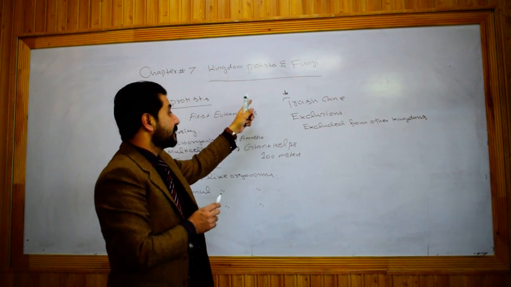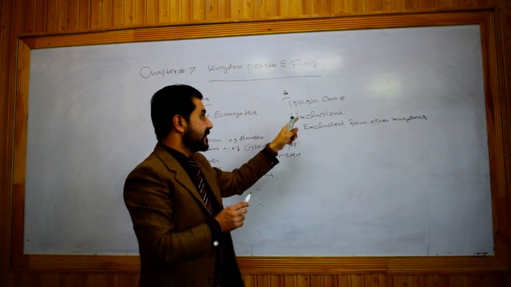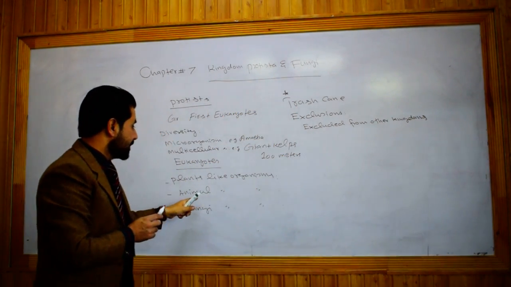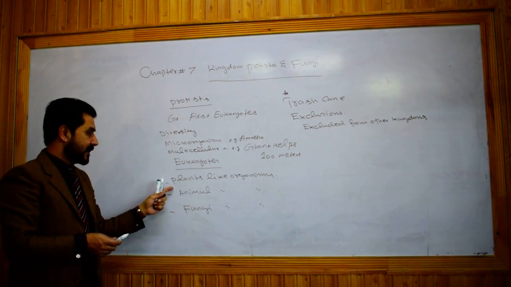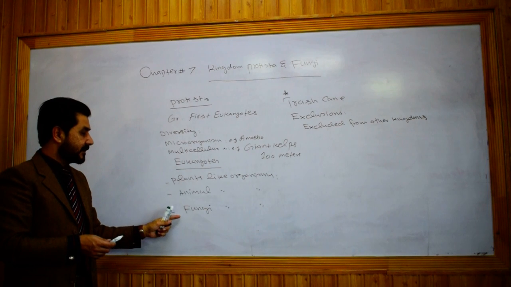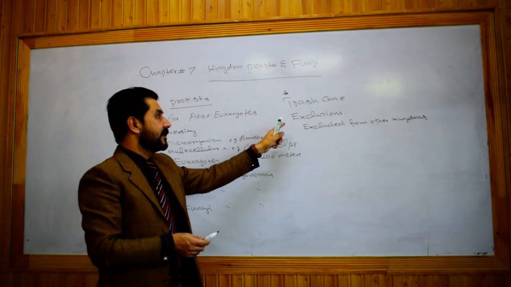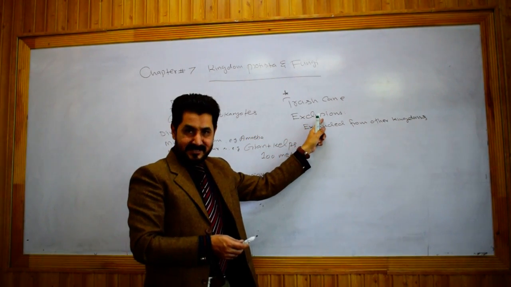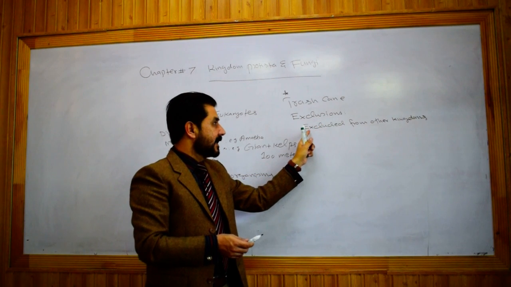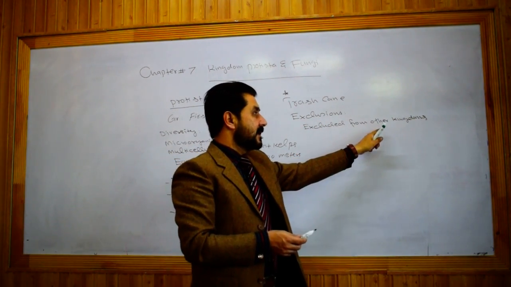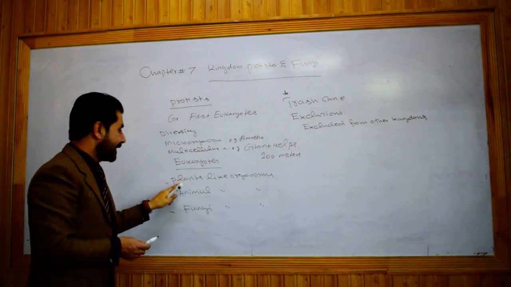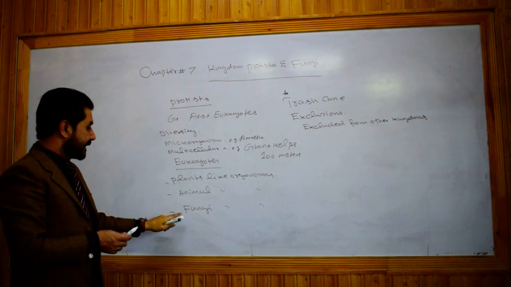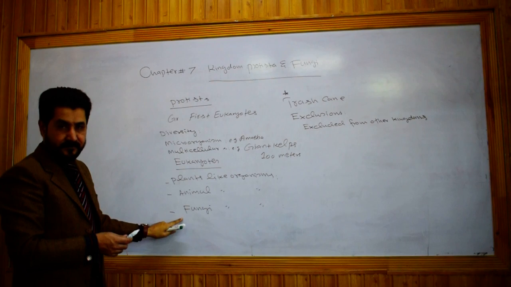So that is why Kingdom Protista is treated as a trash can for such organisms which are excluded from the rest of the kingdoms, that is Kingdom Plantae, Kingdom Animalia, Kingdom Fungi. So by definition, they are called exclusions. Exclusion means they are excluded from the other three kingdoms.